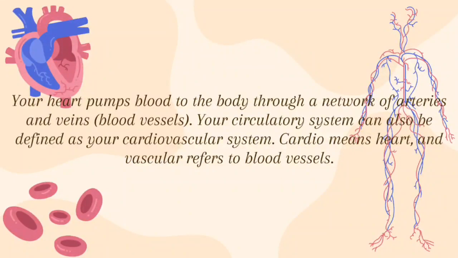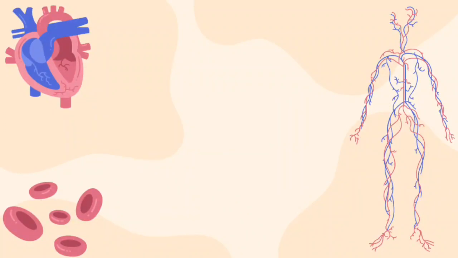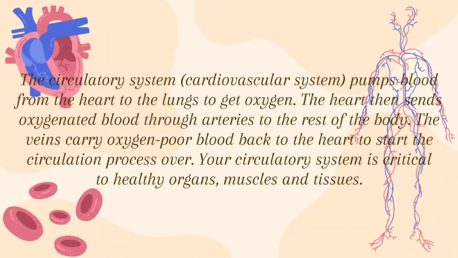Your circulatory system can also be defined as your cardiovascular system. Cardio means heart, and vascular refers to blood vessels. The circulatory system, cardiovascular system, pumps blood from the heart to the lungs to get oxygen. The heart then sends oxygenated blood through arteries to the rest of the body. The veins carry oxygen-poor blood back to the heart to start the circulation process over. Your circulatory system is critical to healthy organs, muscles, and tissues.